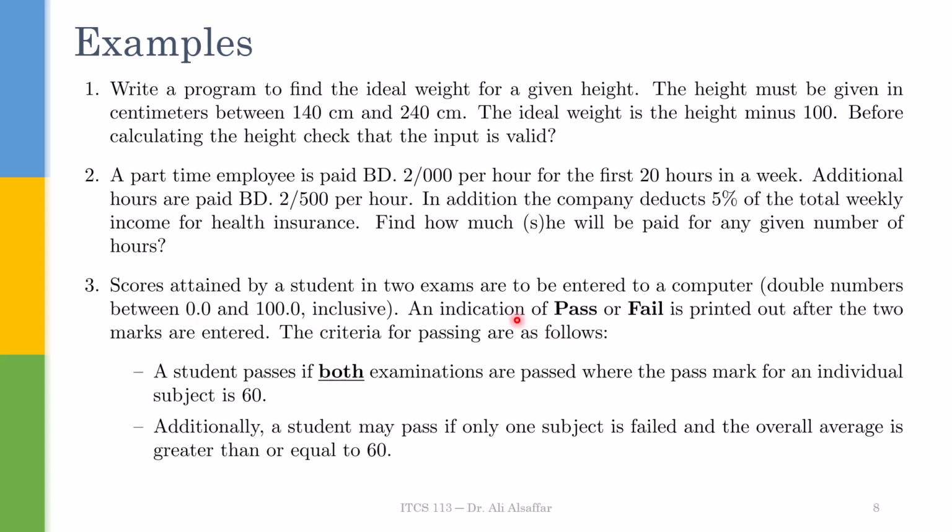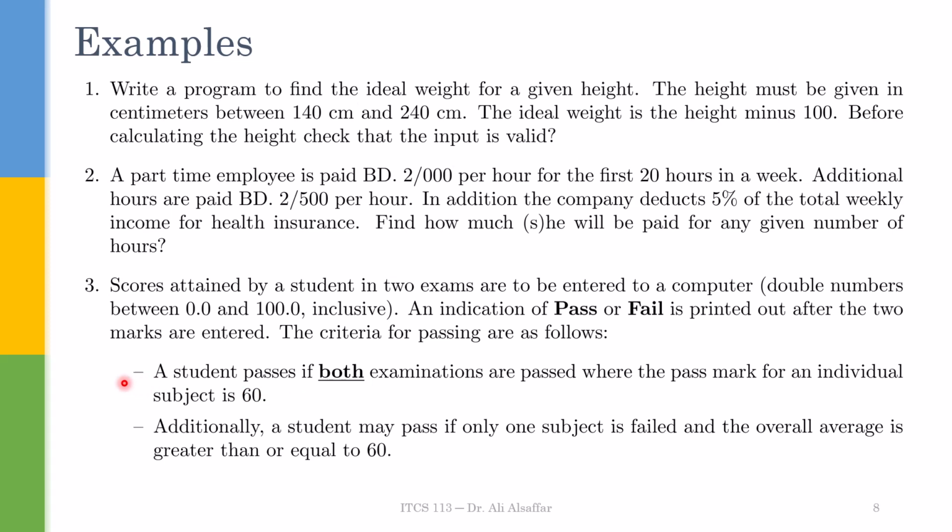For the exams, an indication of pass or fail needs to be printed, and this is the output of the program after the two marks are entered. So first we need to enter the 2 marks, and then we will check whether the student has passed or failed according to the marks of these exams. The criteria for passing are as follows. So we have 2 conditions to check.